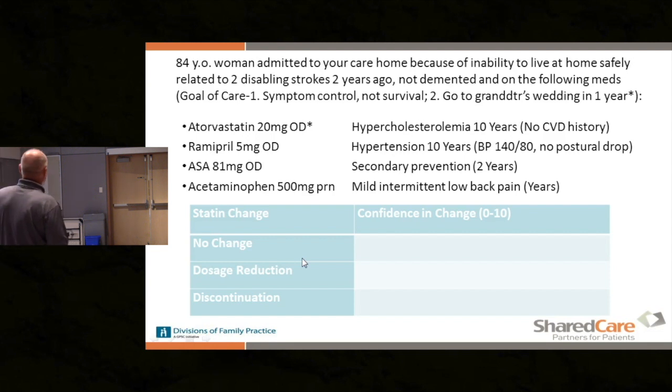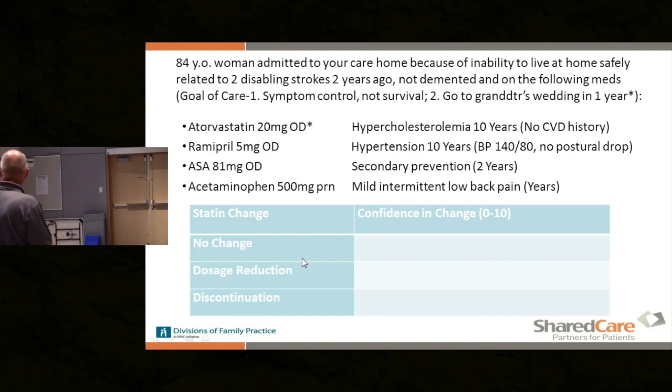In this scenario, you'll obviously have to do a fair amount of discussion. But how many people, if the patient really is not tied to this medication and really just wants to minimize medications, how many people would discontinue the statin? Yeah, a fair number of people as well.